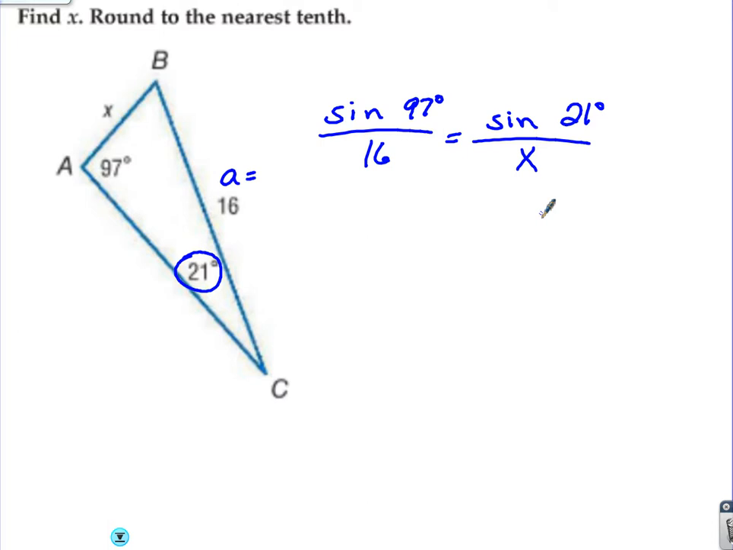Here's how they're going to list your answer on the ACT, and then we'll talk about that, and then we'll actually type it in and find a decimal answer. They won't give you a decimal answer. How do you solve that proportion? What's the first two things you multiply? Proportions. 16 times sine of 21. Then you divide by what?